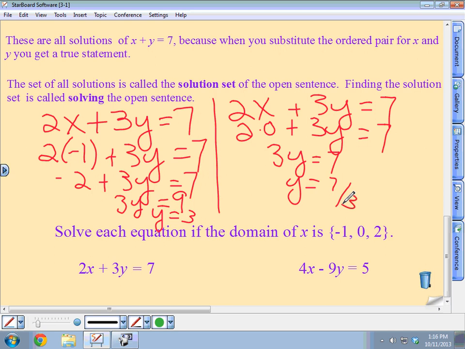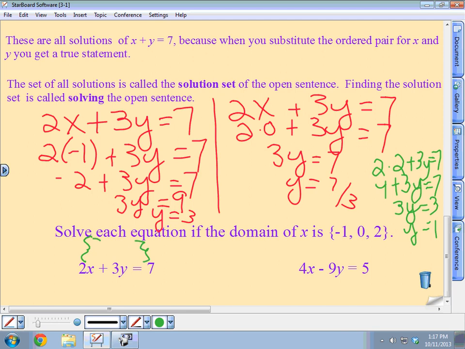And then I didn't realize that the board doesn't, for some reason when I write 2 down, it doesn't let me scroll down. But if I put 2 in there, 2 times 2 plus 3y equals 7. 4 plus 3y equals 7. And then 3y equals 3. Y equals 1. Okay? So if I solve this equation, what are the answers that I can get? 3, 7/3, and 1.